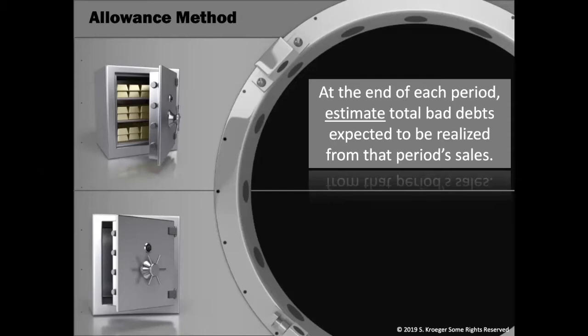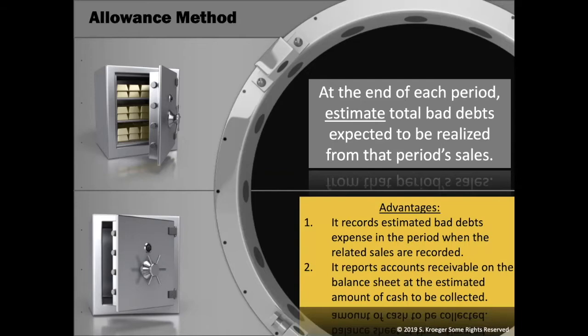estimate of uncollectible accounts. Instead of waiting for a customer to default, then writing them off, which could be in a different fiscal year, we will write them off. Now it's going to be an estimated amount, but it'll be in the same year as the sale. The advantages are that the expense and the sales will be recorded in the same time period, and the amount of accounts receivable on our balance sheet will be more up to date with the amount we actually expect to collect. Next, we'll be covering the journal entries for the allowance method.